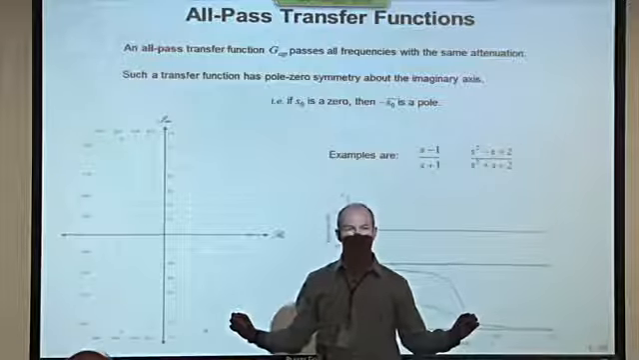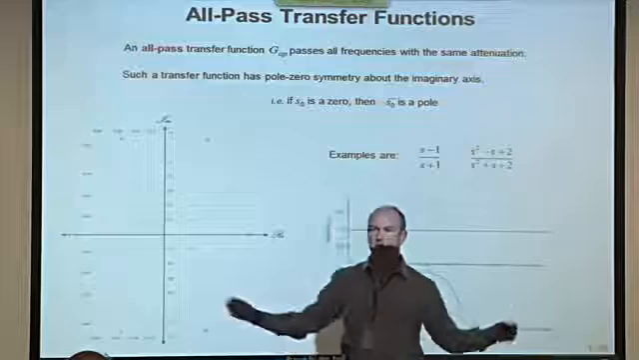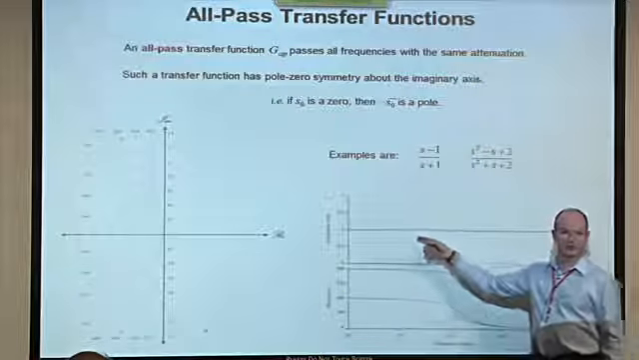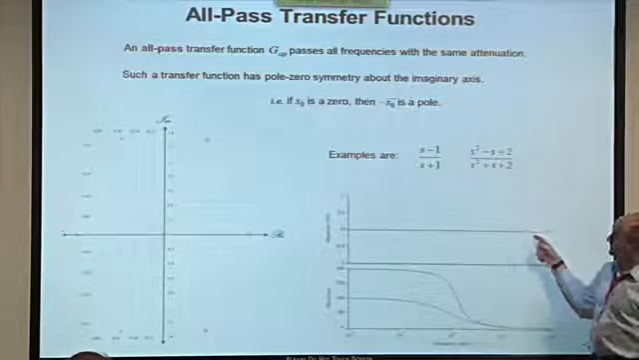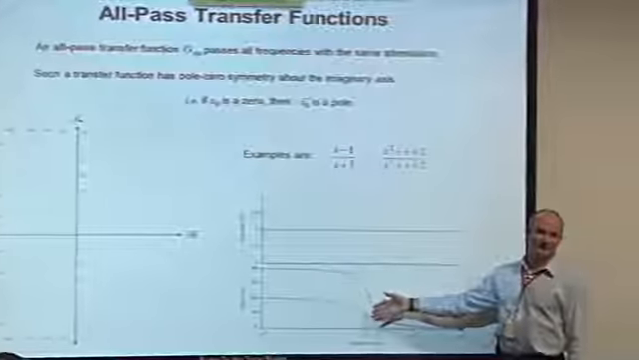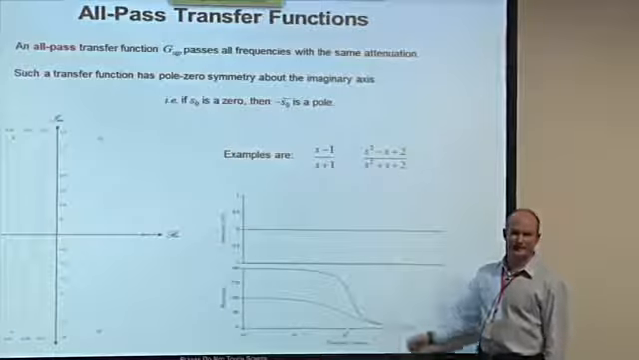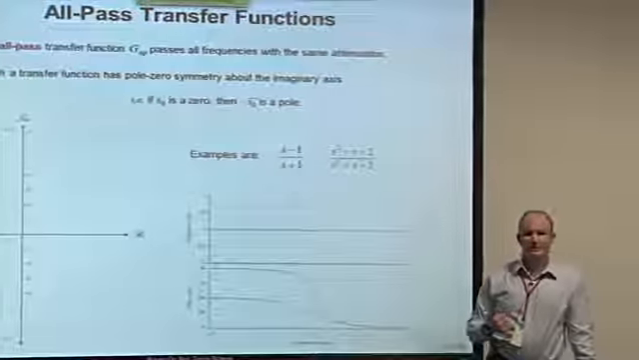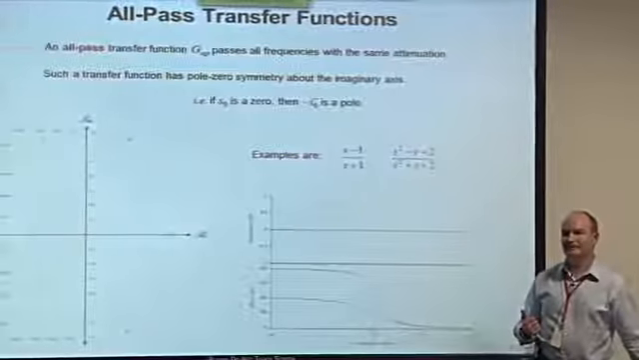It comes from filtering, because if you pass all frequencies with the same attenuation, or in this case no attenuation, you're passing all frequencies, an all-pass transfer function. Of course, the phase is not fixed. The phase changes. Now, we have already met one example of an all-pass transfer function. Does anybody remember where it was?